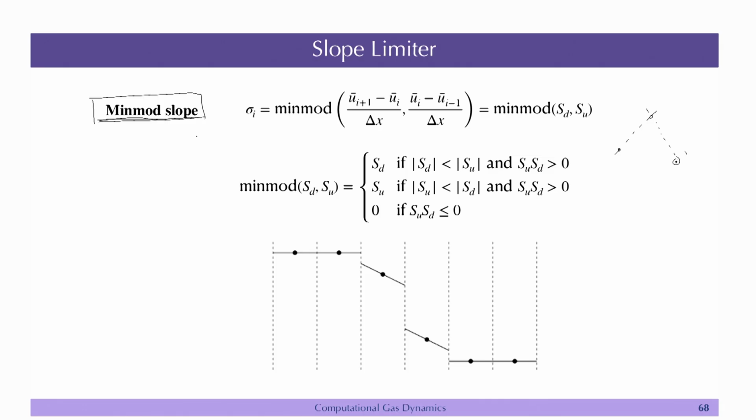What you need to do is calculate the slope from I plus 1 to I, which we call the downwind slope S_d, and then calculate the slope from I to I minus 1, which we call the upwind slope S_u, and now we have to pick the smallest one. We do that because we do not want to create an overshoot or an undershoot, right. So, how does it work? What is minmod? Let us look at how it is defined.